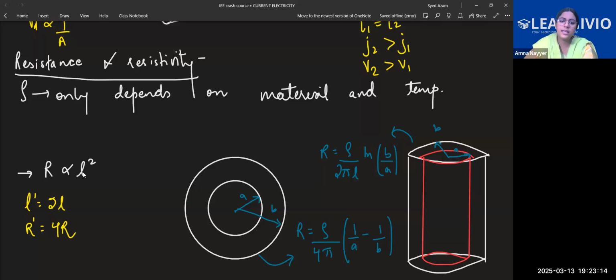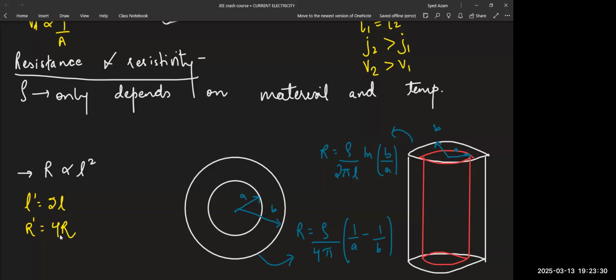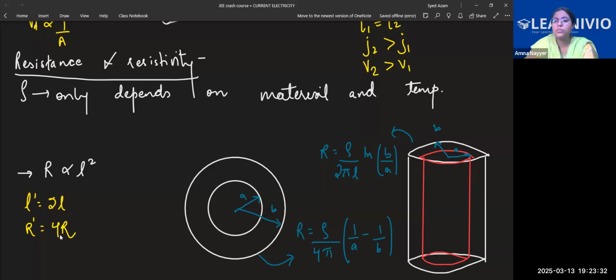And one more question came where the length was increasing. Now, this I'll tell you. First, this is clear that R is directly proportional to L square. Your length is increasing, you square it, you will get the variation with resistance. This is clear? Yes, ma'am. Okay.